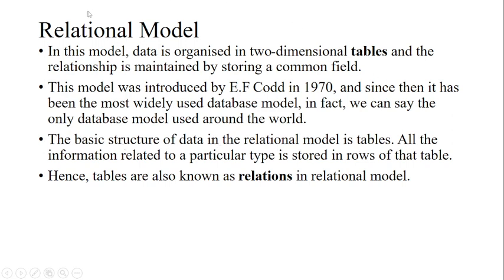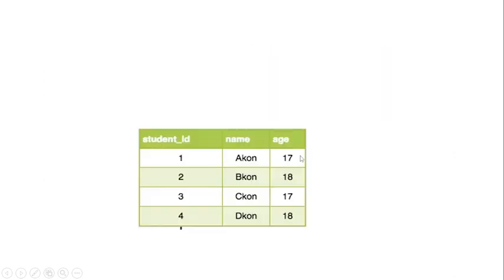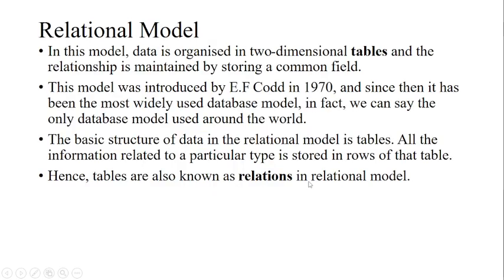That is what we have discussed. Relational model means we should understand that it is tables. All the information related to a particular item is stored in a row of that table. For example, the particular information of a particular student: student ID 1, his name is Akon, and his age. In the last row, as we discussed, student ID is 4, name is Deacon, and age is 18. Hence, tables are also known as relations in the relational model.